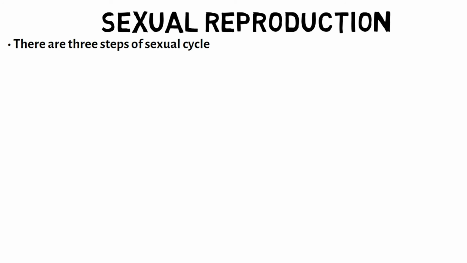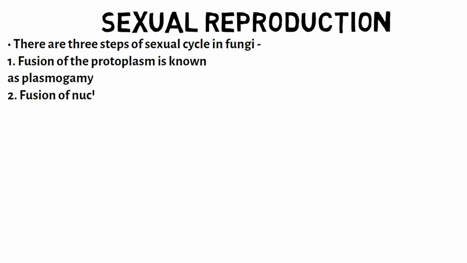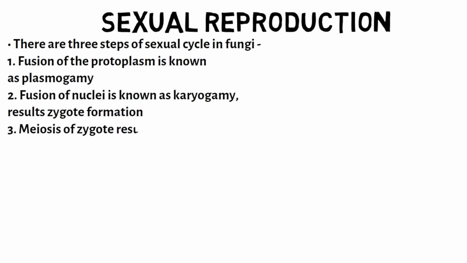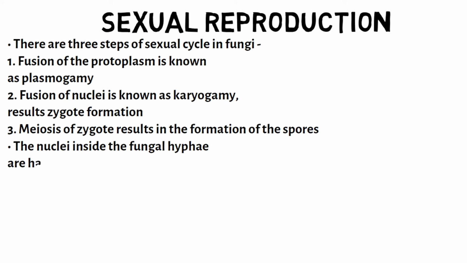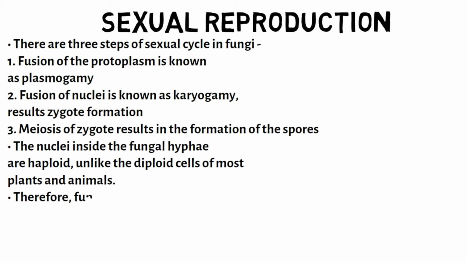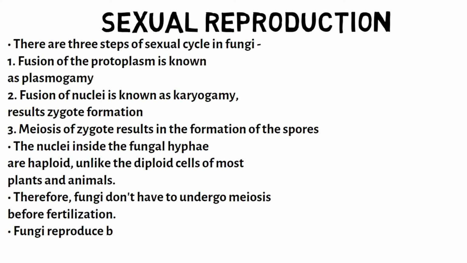Sexual reproduction. There are 3 steps of the sexual cycle in fungi. 1. Fusion of the protoplasm is known as plasmogamy. 2. Fusion of nuclei is known as karyogamy, which results in zygote formation. 3. Meiosis of the zygote results in the formation of the spores. The nuclei inside the fungal hyphae are haploid, unlike the diploid cells of most plants and animals.